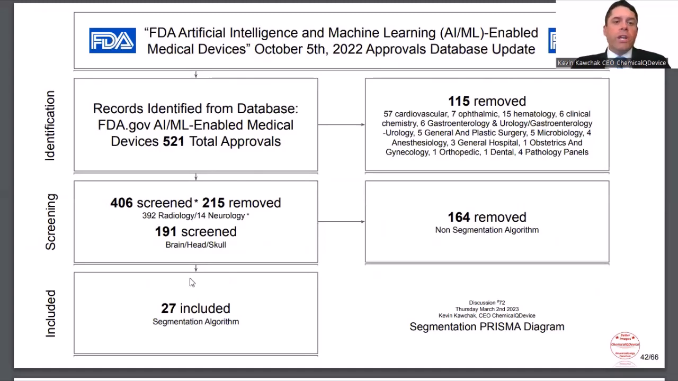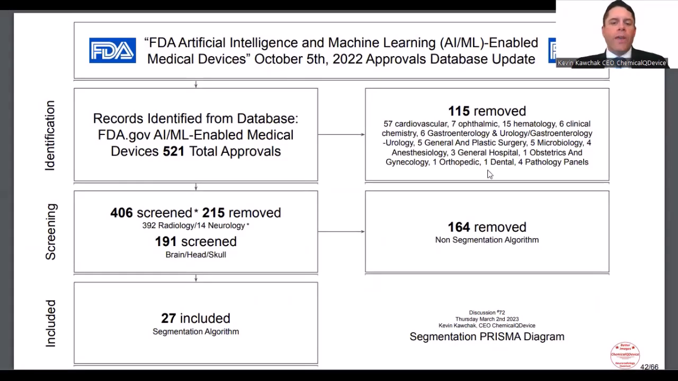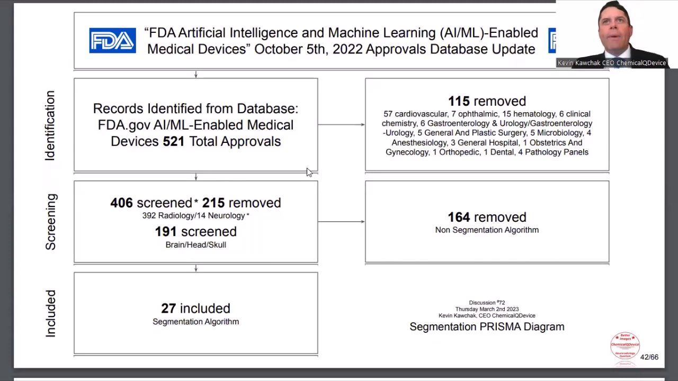So the second PRISMA study here is basically for segmentation. It's a similar type of study that was done, except in this case, of the 191, 164 were removed that weren't segmentation algorithms, leaving 27. So significantly more segmentation algorithms out of these 521. And these go back to the late 90s, but more recently in the past 4 or 5 years, more and more AI, ML, and then more deep learning, especially 2017 and more recent years too.